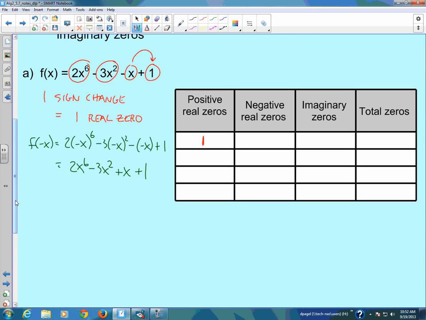How many sign changes do we see now? We see a sign change from a negative to a positive here, and then that's it. So we see one sign change for our negative, and that equals one real zero that's negative instead of positive. So we have that. Not that, just one.